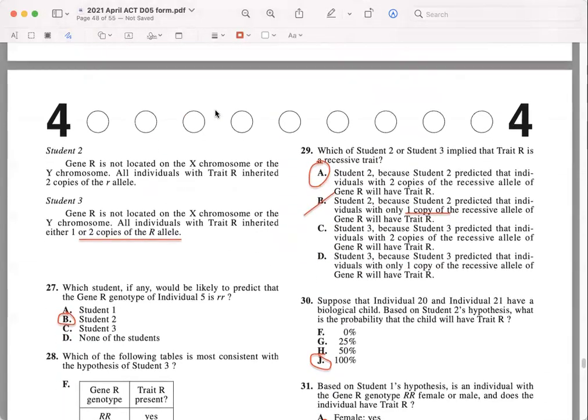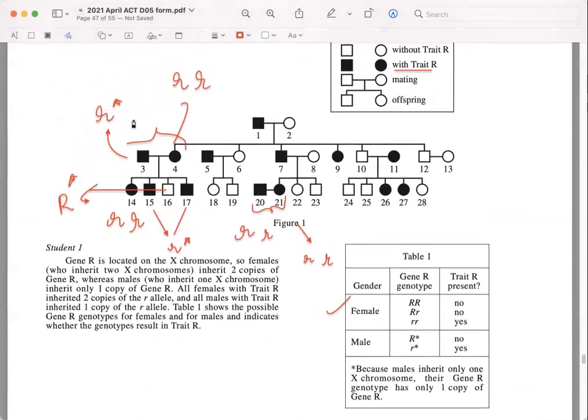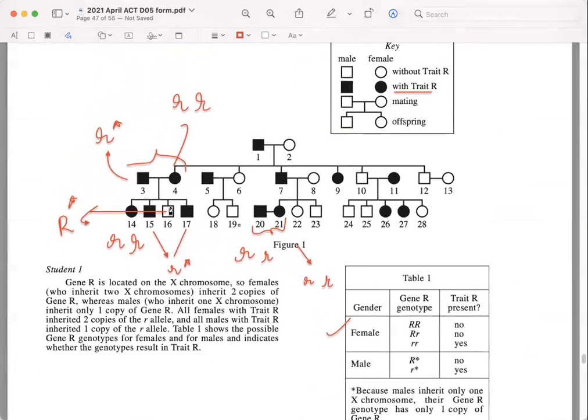Now, if you look at student 2, student 3, 1 or 2 copies, then if he does have 1 or 2 copies of the capital R, then that gets translated to this child, this offspring, who does not have trait R, right? So it's possible that it was capital R and small r, and this was small r and small r. So it's possible that one of the children, this white box male, was small r and small r, and that's why it did not have trait R as per student 3, right?